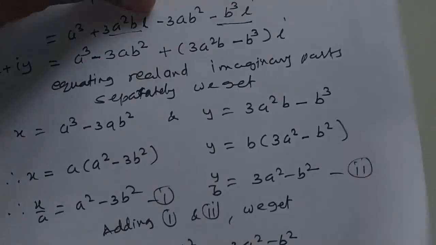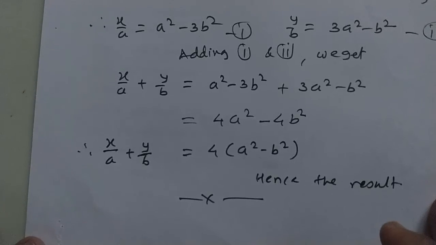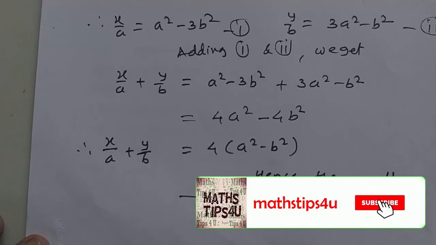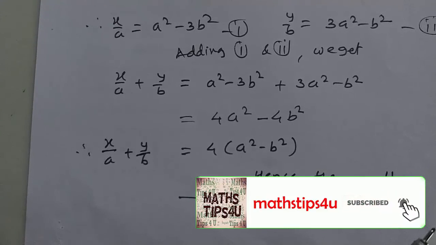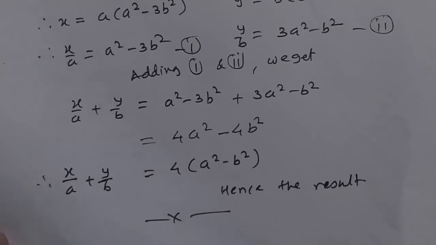In this way, we have solved all the 3 examples in complex numbers. This is the part algebra of complex numbers, part 4. In my next video, we are going to see some more examples on complex numbers.